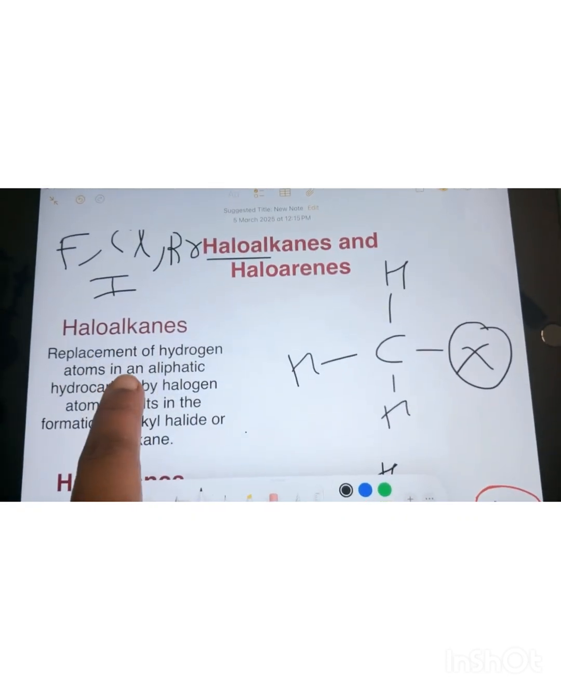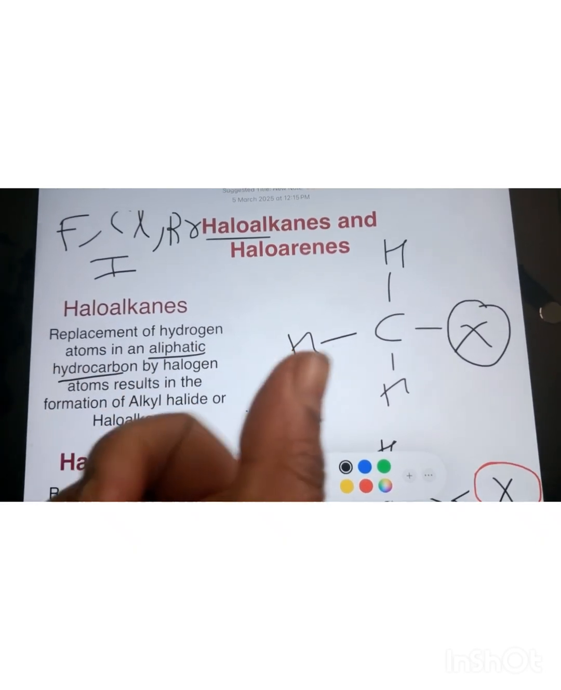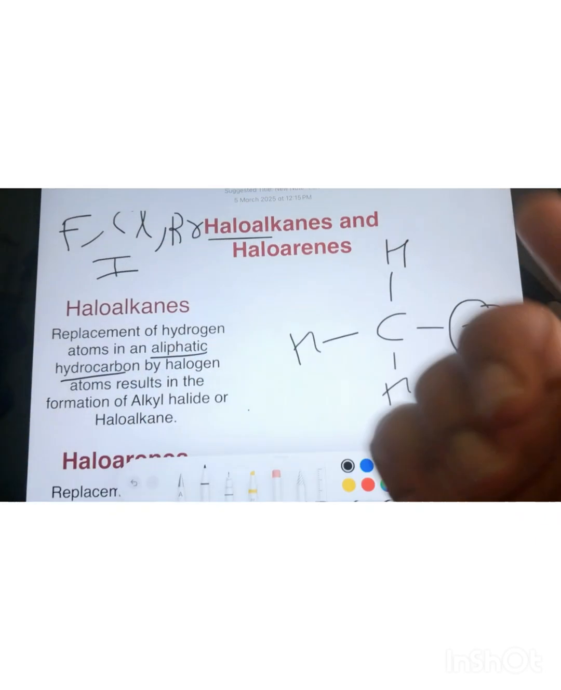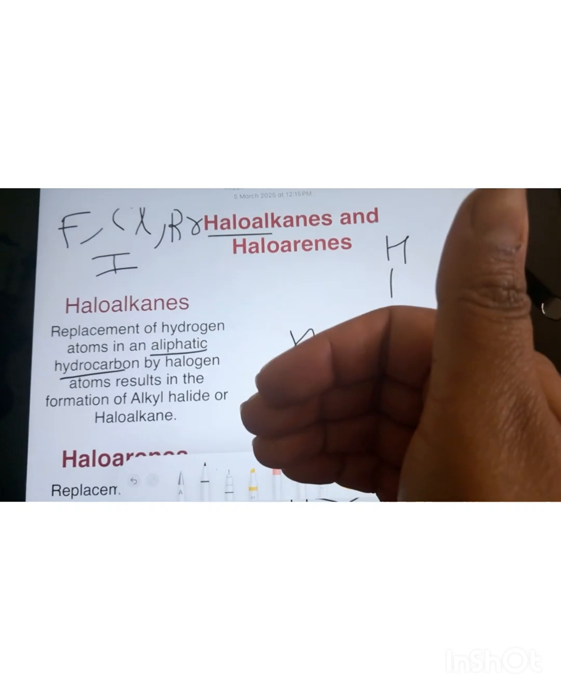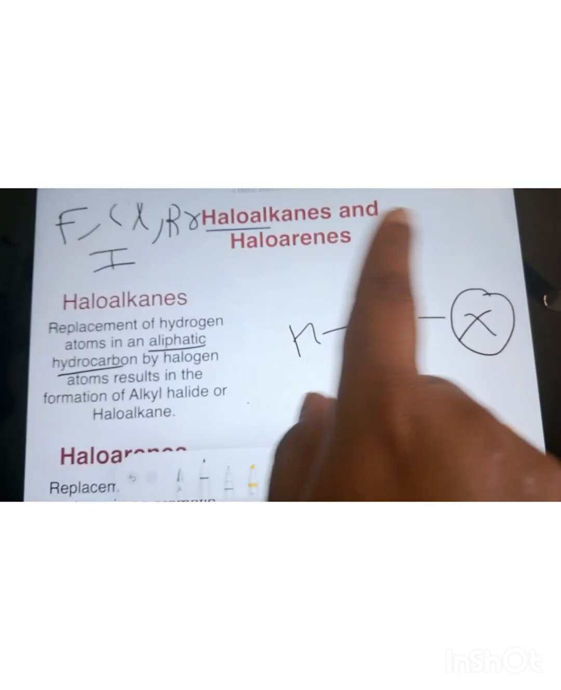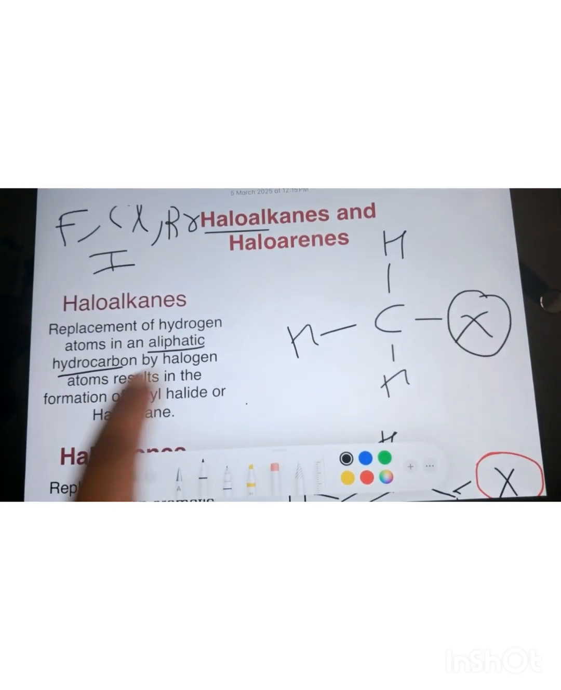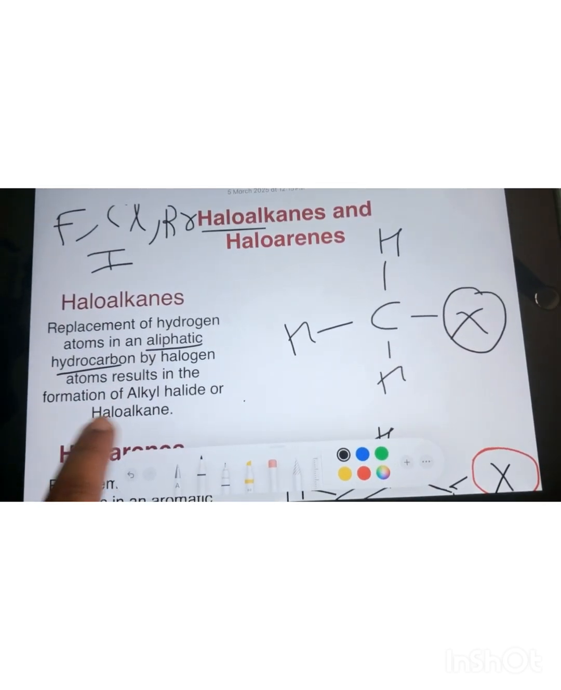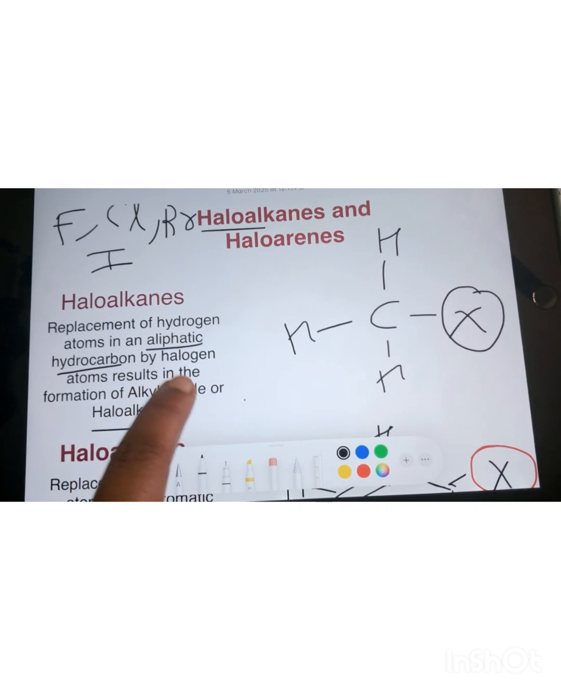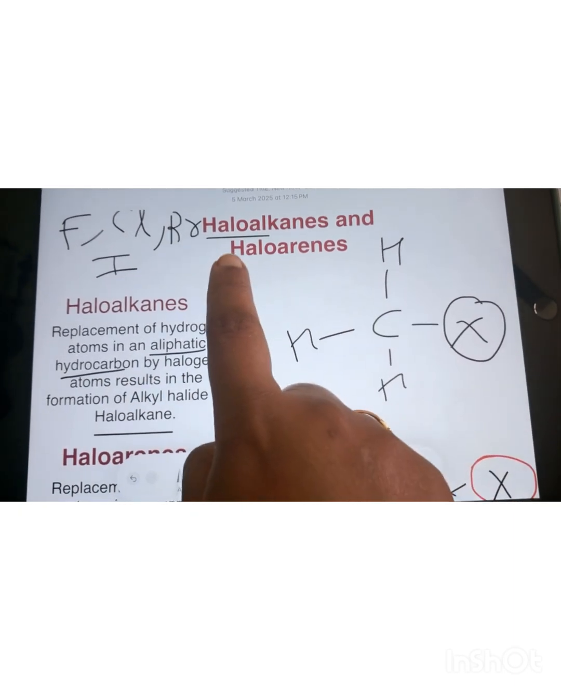So it is replacement of a hydrogen atom in an aliphatic hydrocarbon. What is aliphatic? It is either open chain, that is straight chain or branched chain hydrocarbons. Alkanes means carbon-carbon single bonds only. So if any one of the hydrogen atoms has been replaced by a halogen, then they form haloalkanes or alkyl halides, RX, alkyl halides. Is that clear? So then they are called haloalkanes.